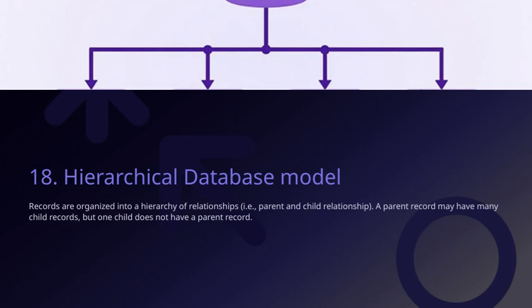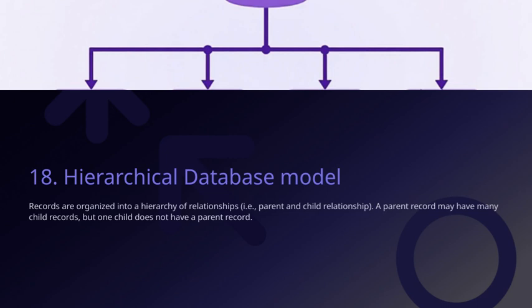Now, let's take a look at how records are organized in a hierarchical database model. Essentially, records are structured into a hierarchy of relationships, which we often refer to as parent and child relationships. A parent record can have many child records associated with it, creating a one-to-many relationship. However, it's important to note that each child record has only one parent record, which helps maintain a clear and organized structure. This setup is quite intuitive because it mirrors real-world relationships, like a company with multiple departments or a family tree. It's a powerful way to organize data when relationships are naturally hierarchical.